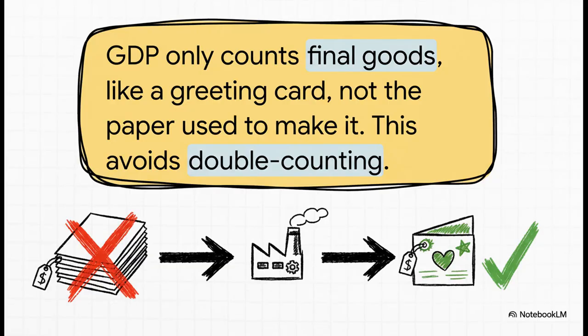Okay, this word final is absolutely crucial. Imagine you buy a greeting card. GDP counts the price you paid for that card. What it doesn't do is also count the price of the paper that the company bought to make the card. Why? Because the value of the paper is already included in the final price of the card. This is to avoid double counting, which would make the economy look way bigger than it actually is.